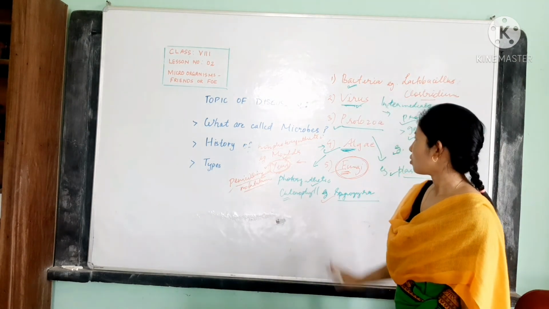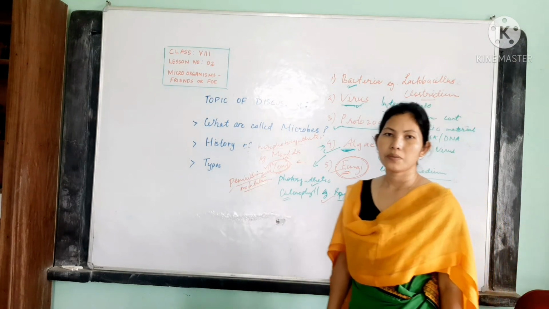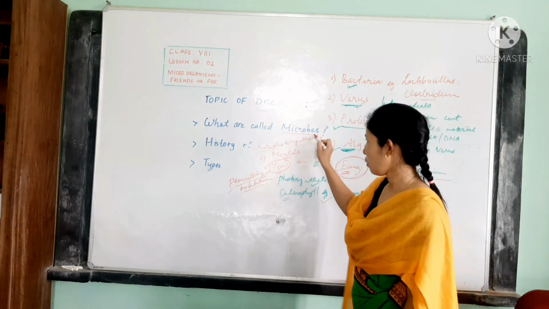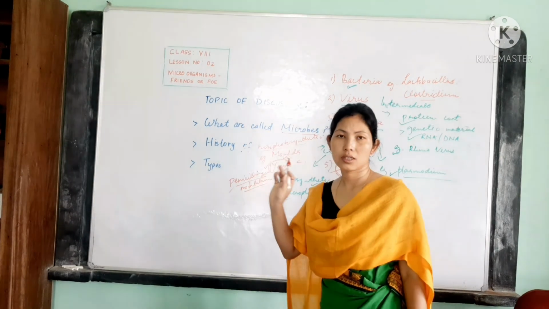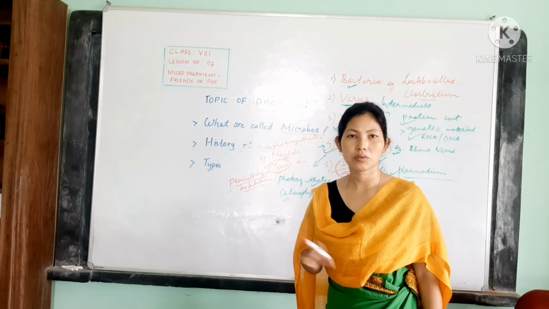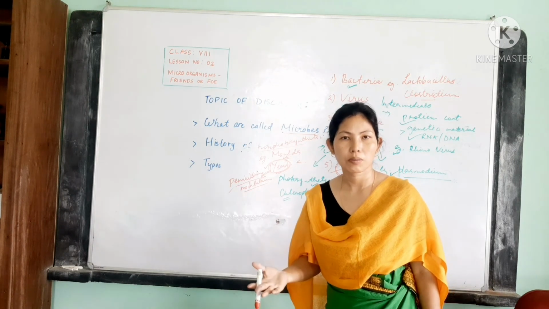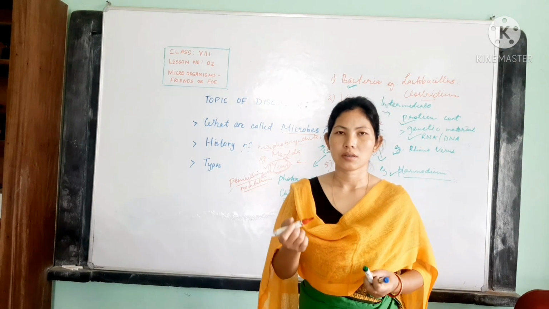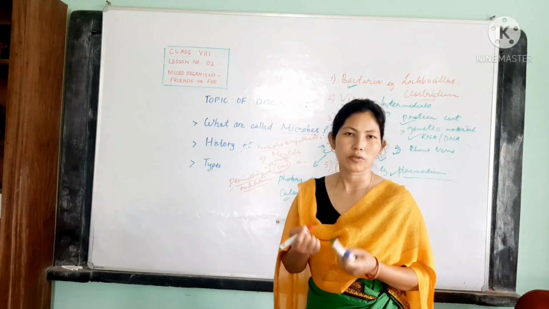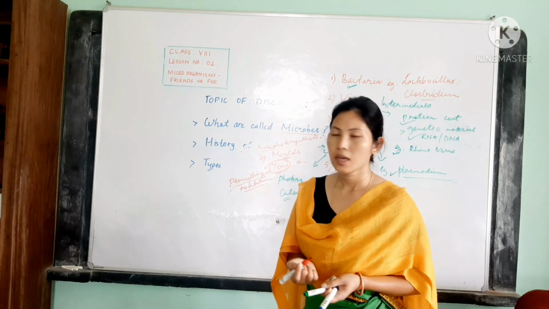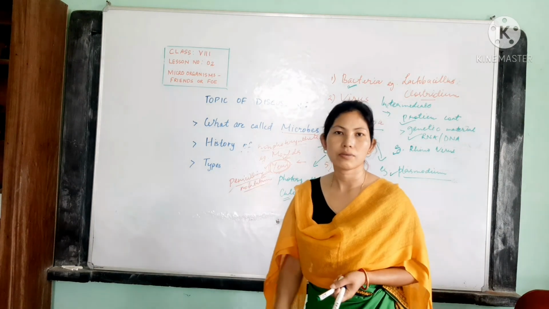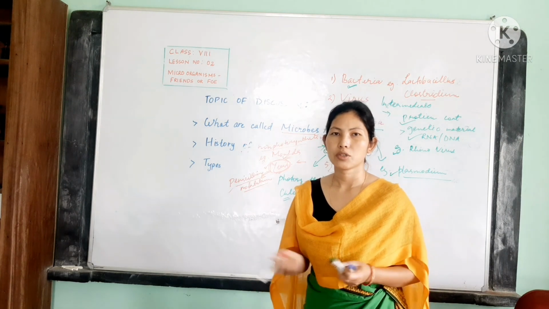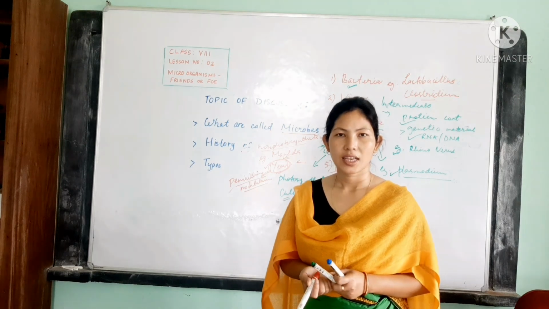Okay, so with this we end our today's discussion on different topics, that is what are called microbes. We have also discussed about the history of microbiology, what we mean by microbiology and who are called microbiologists, and we have also discussed about the different parts of a compound microscope, a school laboratory microscope, and then we have discussed the different types of microorganisms that are classified based on different characteristics with their example.